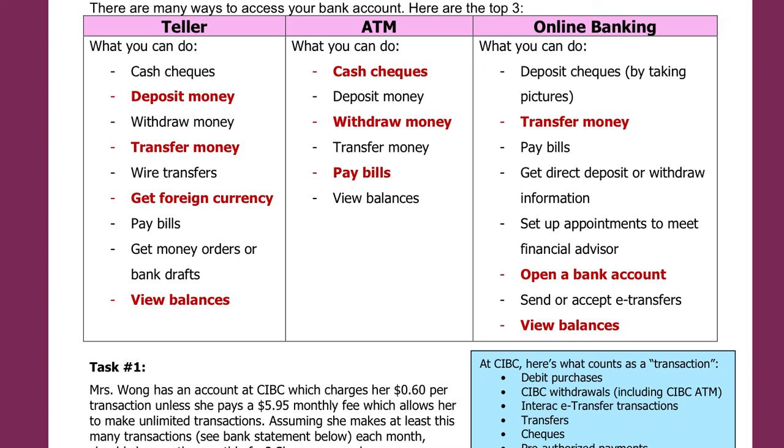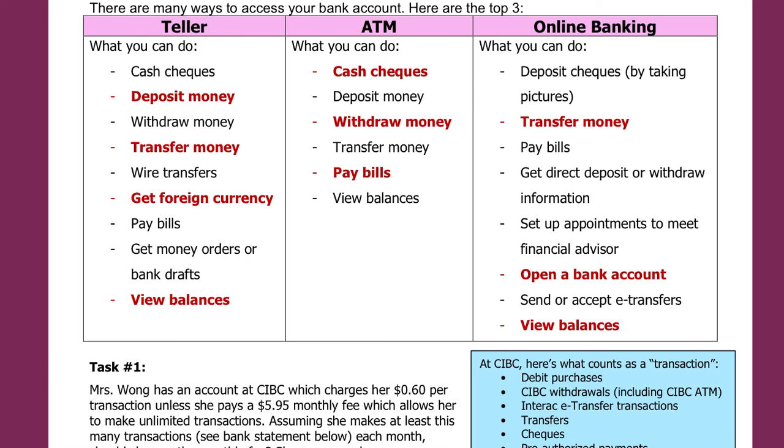And finally, over here on online banking, which is becoming more and more popular each year. So things you can do would be deposit checks. So you can now actually not even have to take your check into a bank. You can just take a picture of the front and back and upload it online. And then that money will get deposited to your account. You can transfer money, you can pay bills, you can get direct deposit or direct withdrawal forms. That way you can give to your employer or give to different companies to take bills out automatically.